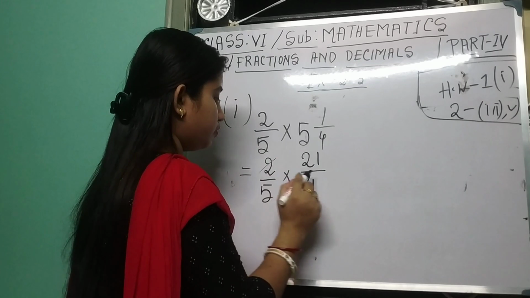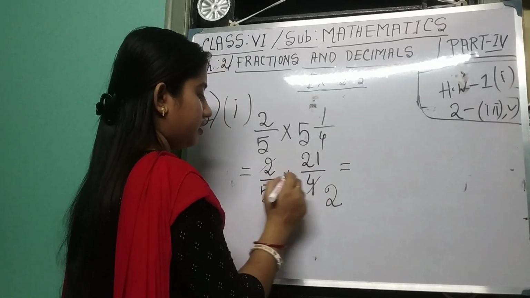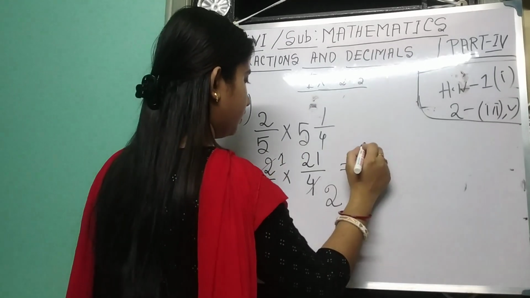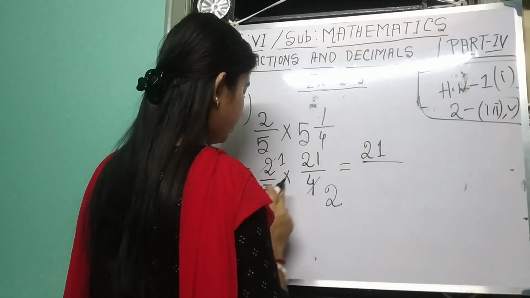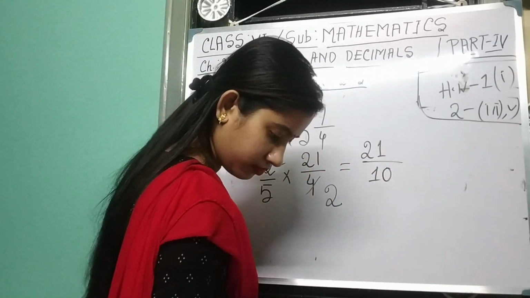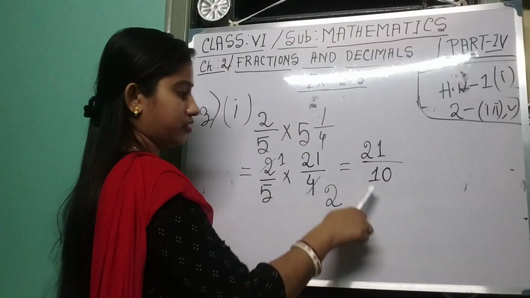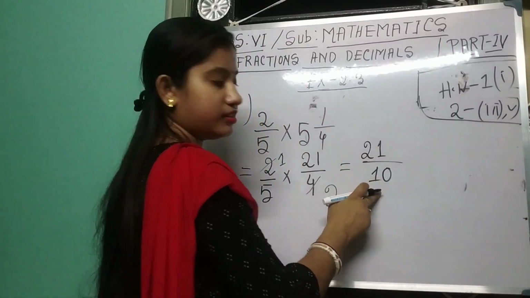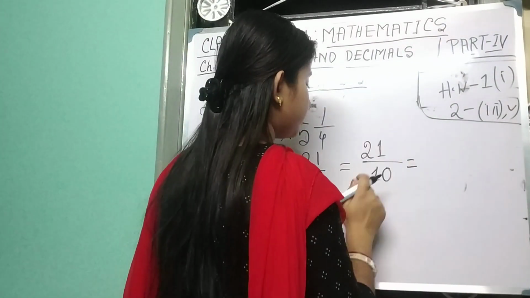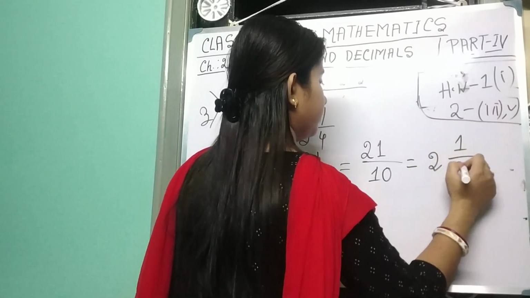Here, 2 twos are 4, so 2 and 4 reduce. So 21 times 1 is 21, and here 5 times 2 is 10. The question says only multiply the following fractions, so this is the answer. Or we can write this in mixed fraction form: 10 twos are 20 and 1 is the remainder.